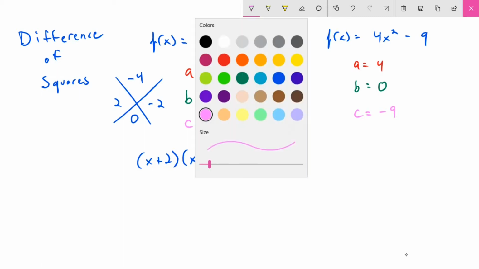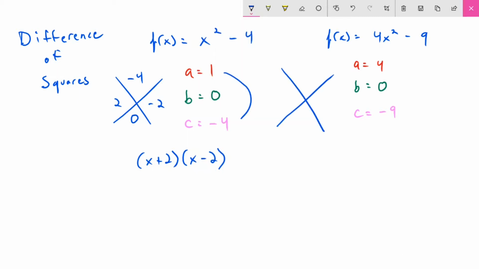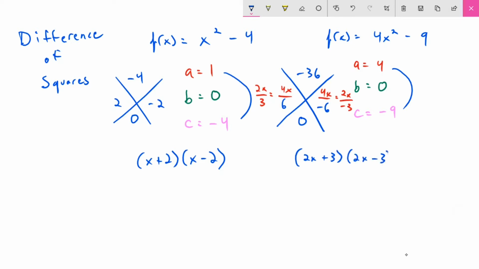So let's set up the X box. In the top space, remember, it is A times C. That's negative 36. And in the bottom is 0. So remember, it has to be the exact same number, but one's positive and one's negative. So in this case, it's going to be positive 6 and negative 6. But wait, A isn't 1 here, so we need to put A over our side values, so 4x. Then we'll simplify these fractions, equals 2x over 3. And the other side equals 2x over negative 3. That tells me what goes in the parentheses. So my factored form here is (2x + 3)(2x - 3).